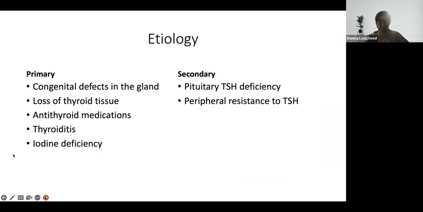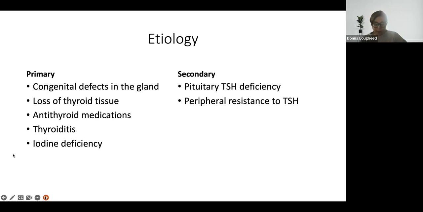Hypothyroidism can be either primary or secondary. Primary hypothyroidism is more common, and it's caused by congenital defects in the gland. It can be caused by a loss of thyroid tissue following treatment of hyperthyroidism with surgery or radiation. It can be caused by anti-thyroid medications. It could be caused by thyroiditis, which is an inflammation of the thyroid, or endemic iodine deficiency.